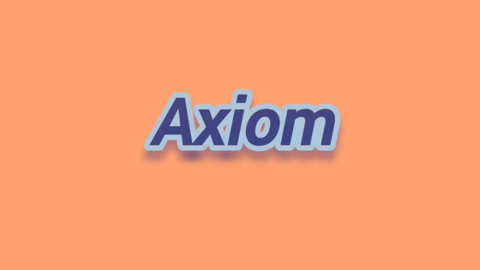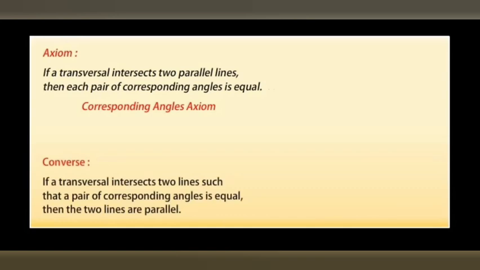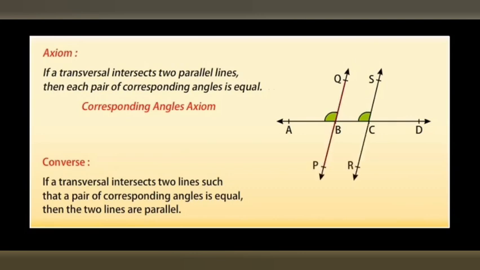Next one is axioms. If a transversal intersects two parallel lines, then each pair of corresponding angles is equal. Corresponding angles axiom's converse: if a transversal intersects two lines such that a pair of corresponding angles is equal, then the two lines are parallel. Does the statement hold true? Let us verify. Draw a line AD and mark points B and C. At B and C, construct angle ABQ and angle PCS equal to each other. Now observe lines QP and SR.